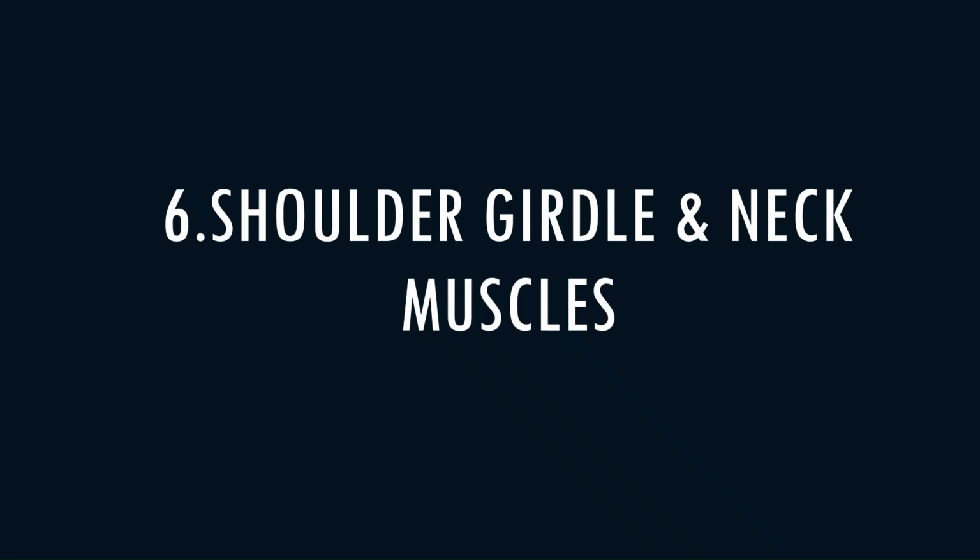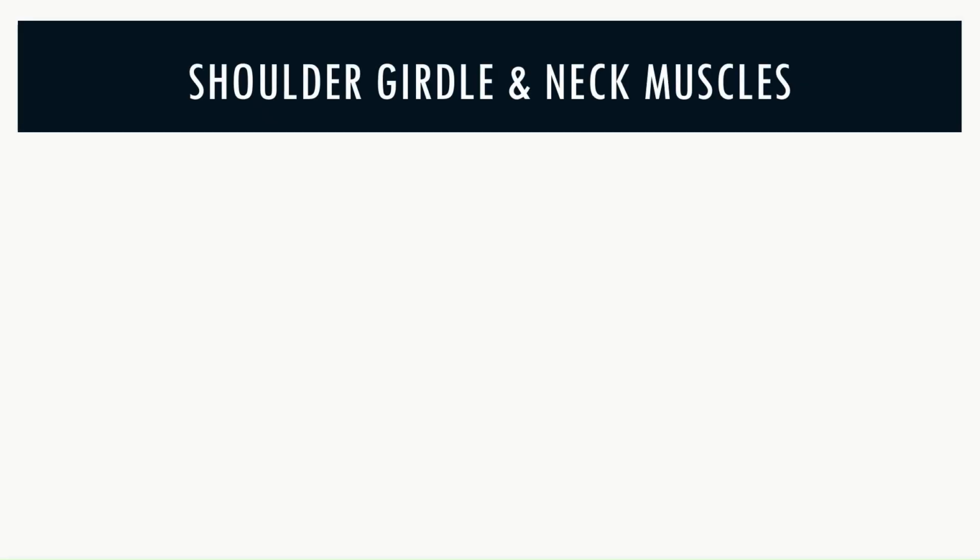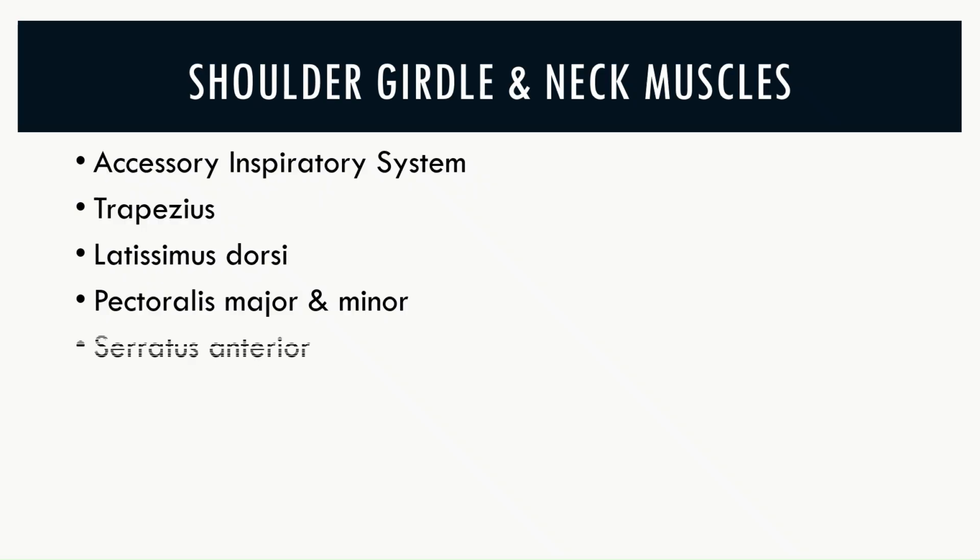Shoulder girdle muscles and other neck muscles. Several shoulder girdle and neck muscles contribute to inspiration under specific conditions. These muscles act by expanding the ribcage when it is fixed, particularly during increased respiratory effort. These include trapezius, latissimus dorsi, pectoralis major and minor, and serratus anterior.